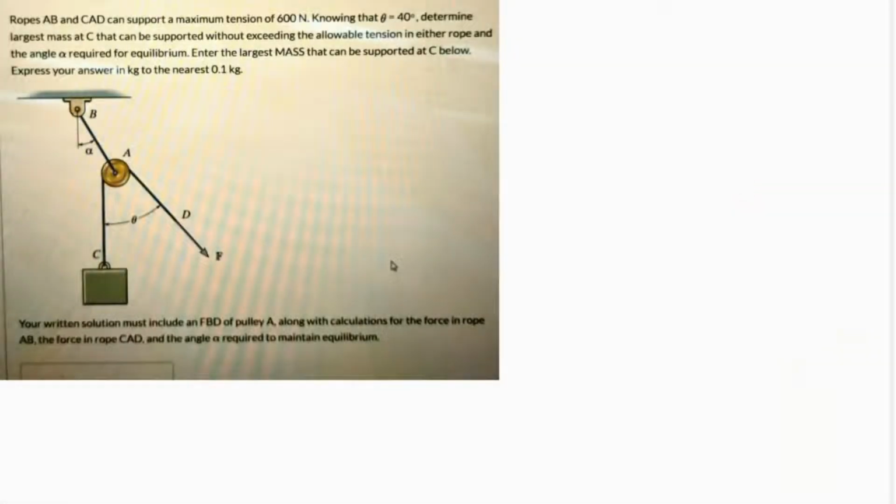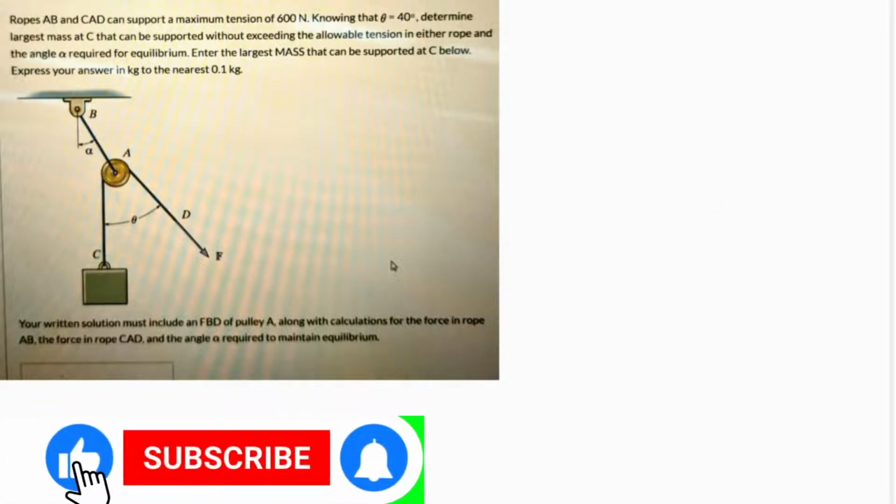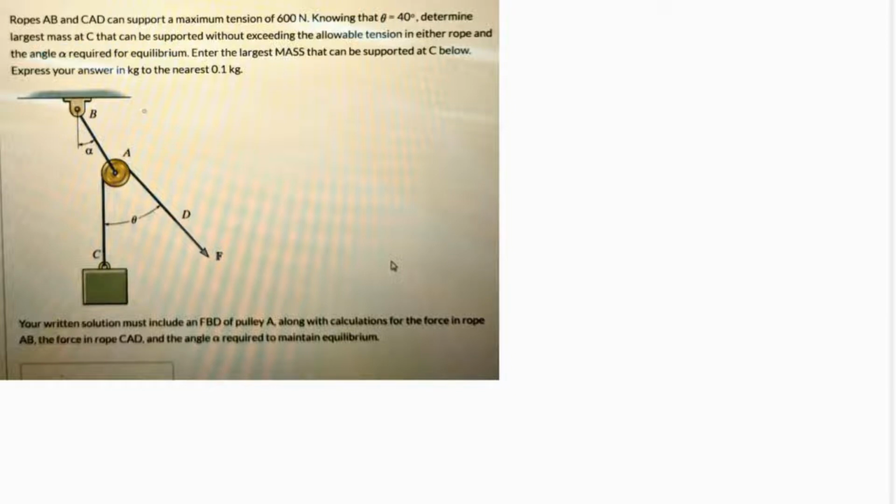In this question, the ropes A, B, and CAD can support a maximum tension of 600 newtons, and the angle theta is given to us as 40 degrees. So we have to determine the largest mass at C that can be supported without exceeding the allowable tension, and the angle alpha as well for the equilibrium.